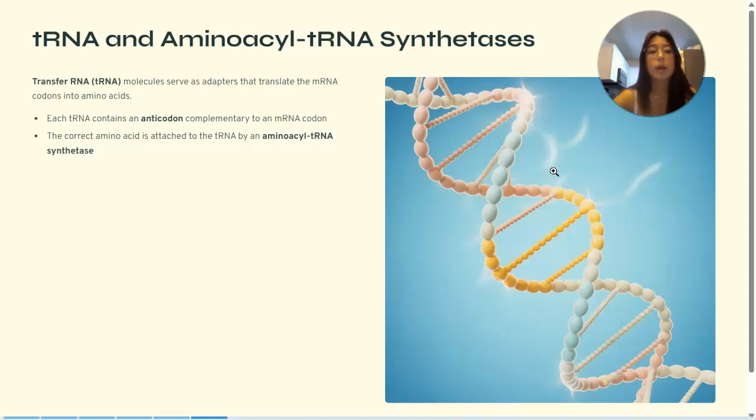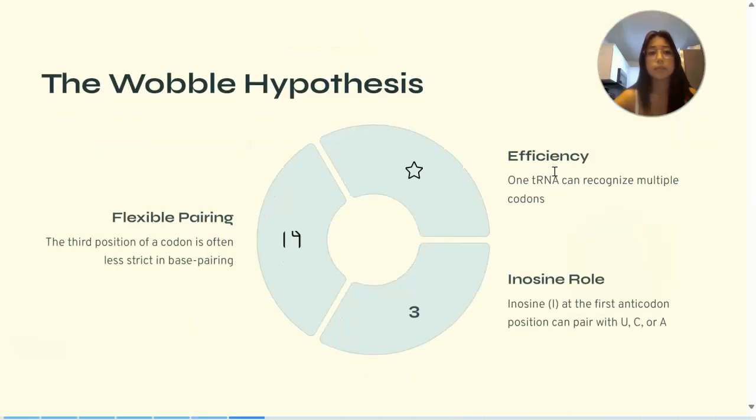There are at least 20 aminoacyl tRNA synthetases, 1 for each amino acid. These enzymes are highly specific, ensuring that the correct amino acid is loaded onto its corresponding tRNA. Mischarging is rare, but it can be detrimental. This precise pairing of tRNA and amino acids is crucial for accurate protein synthesis.